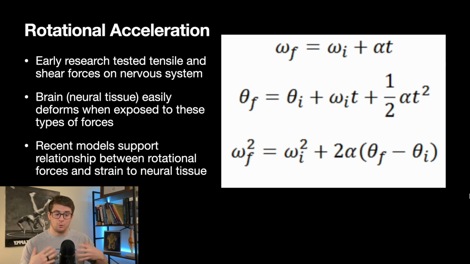And so even the more recent models were able to support this relationship between rotational forces and strain to the neural tissue, or deformation in the neural tissue. And again, the research is still being developed, but they think that phenomenon is called mechanoporation. These tiny pores in the axon specifically, or the white matter, with those shear and tensile forces, disrupt some of the signal transmission. Okay.